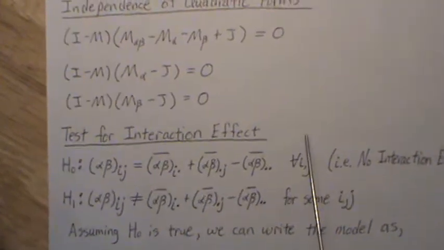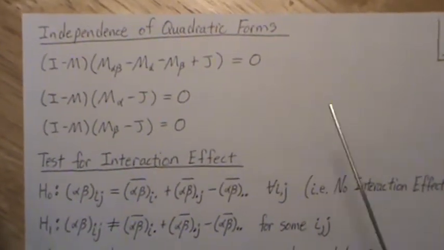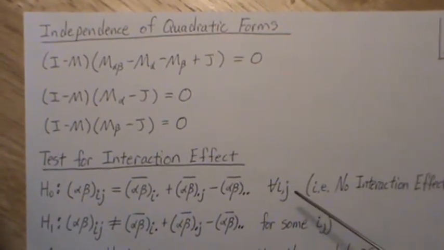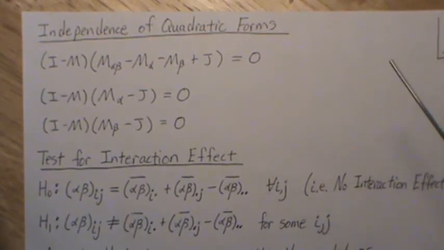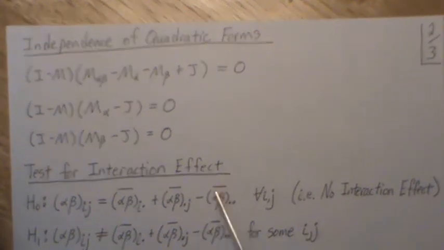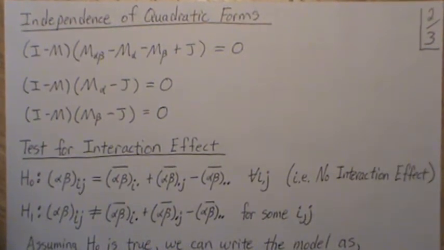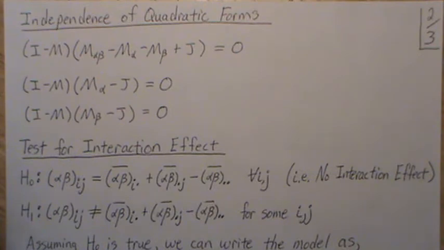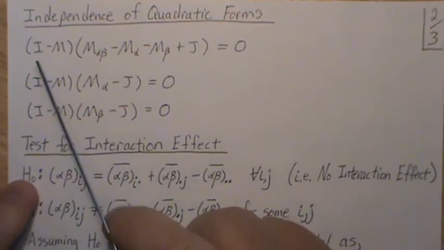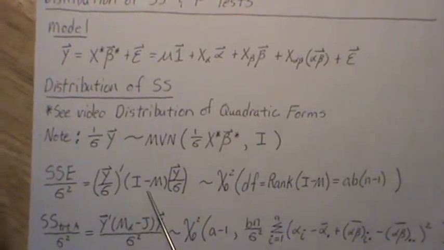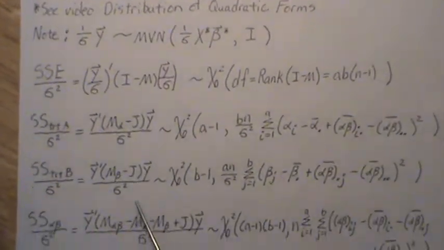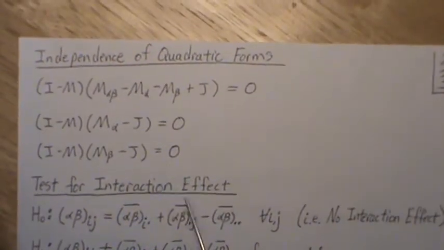Now, when we're conducting tests, we have to show that the numerator and denominator quantities are independent. To do that, we have to show that the product of the matrices in the middle of the quadratic forms is 0. If it's 0, then they're independent. This is the matrix in the middle of the sum of squares error, and we're taking it times each of these to show that they're independent. That's what we're doing here.